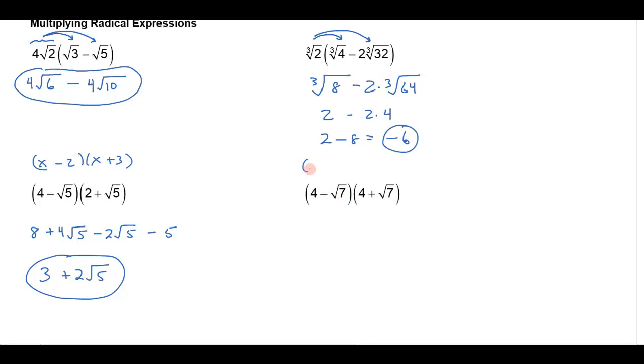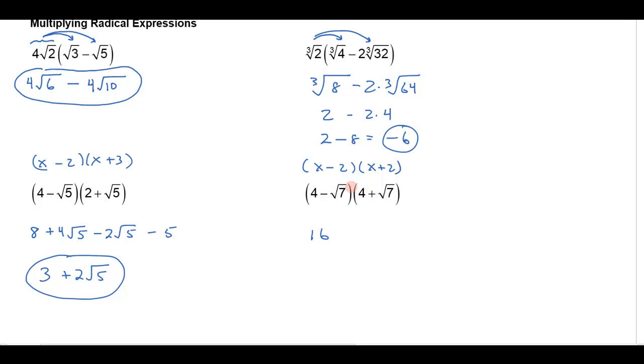Okay? Now this one you should recognize as a special product. This is kind of like multiplying x minus 2 times x plus 2, right? This is going to give me the difference of squares, x squared minus 4. And it's the same thing here. When I multiply 4 minus the square root of 7 times 4 plus the square root of 7, that's going to give me 4 times 4 is 16. And I know the outer terms, the 4 square roots of 7, are going to cancel with the inner terms, the negative 4 square roots of 7.